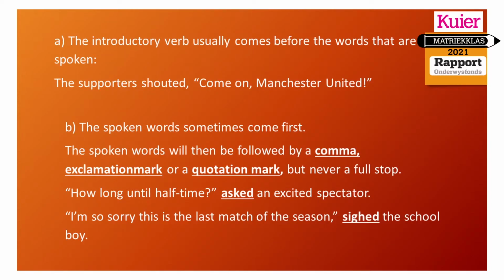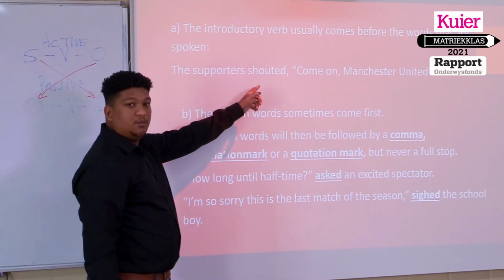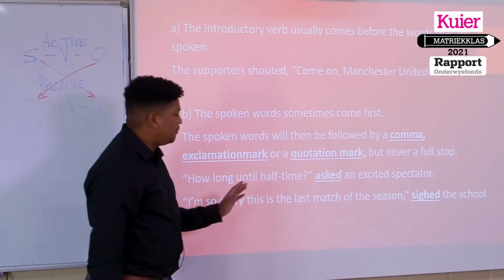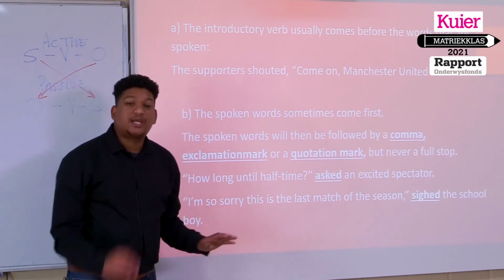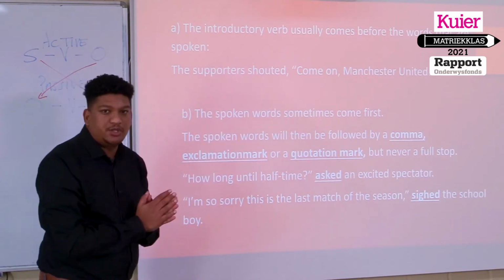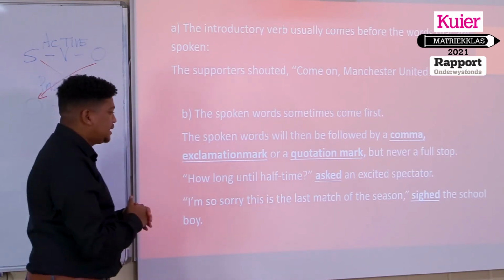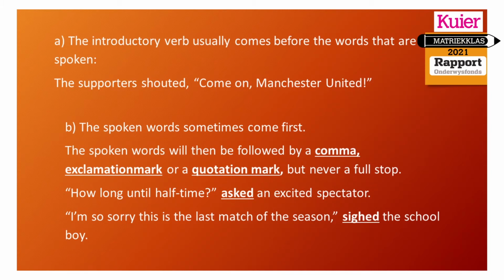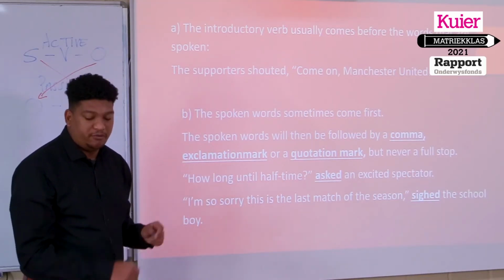See this: "How long until halftime?" asked an excited spectator. So your introductory verb you had there, which is shouted, which was first, has now been placed last. The person who asked it was placed last. So that has to do with the format of the direct speech. So it isn't necessarily just that the speaker will be first. And it is important that you know this. The next one says, "I'm so sorry, this is the last match of the season," sighed the schoolboy. These are the spoken words of the person. Where's my verb? Last. Understand it's not just in one form.